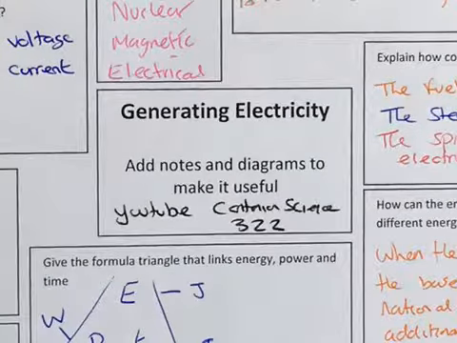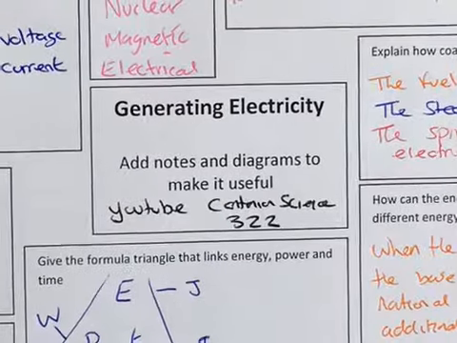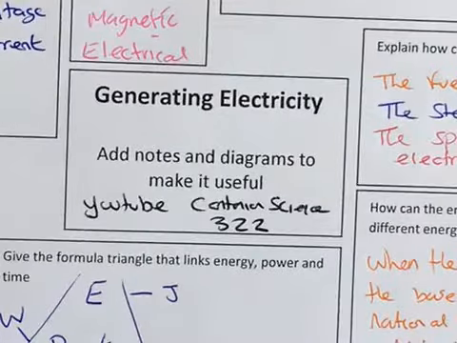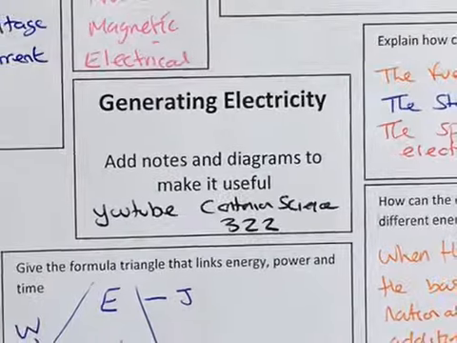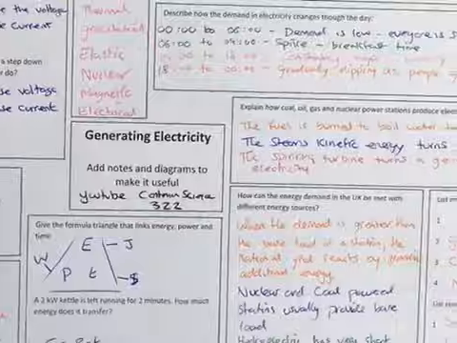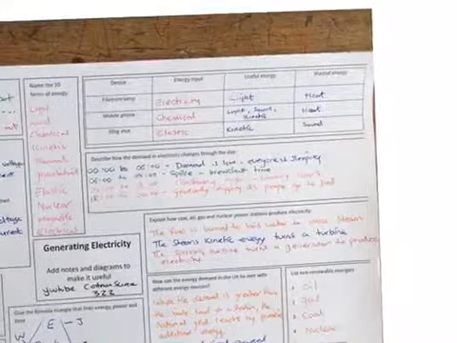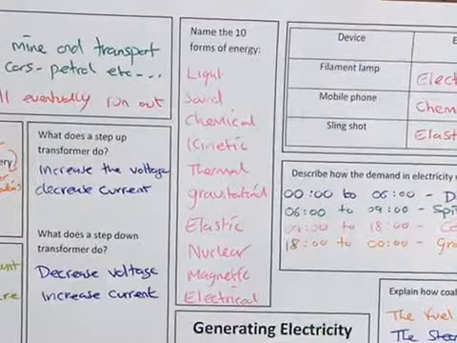So we've got 3.2 here. I know it doesn't say 3.2, but generating electricity is the second topic for core, year 10. And for a change, I'm going to start kind of in the middle.